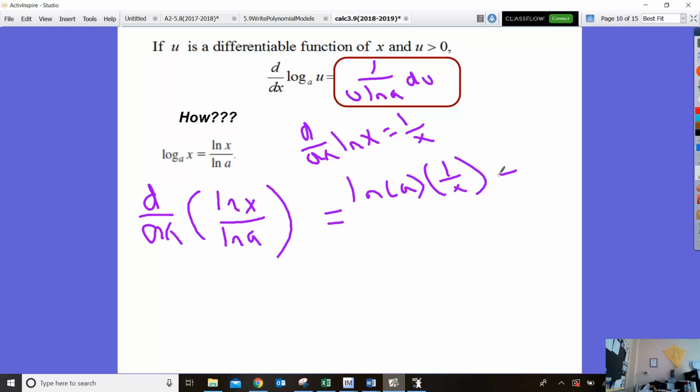What's next in the quotient rule? That's the fraction sign. Plus, or rather minus, 1 over a times the natural log of x. The bottom is the natural log of a, squared. So believe it or not, that will clean up to that. Somehow, some way, they're going to clean up to that.